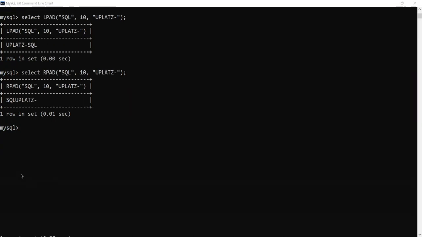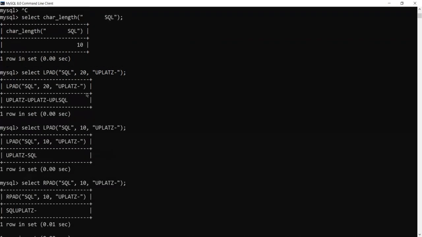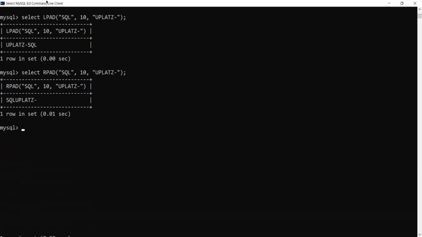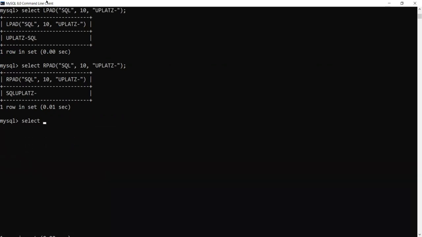Next, we move on to LTRIM. Since we also spoke about these spaces, we should have something with us so that we can compare two strings which are of equal length. Now, sometimes it might happen that, let us try to demonstrate it.